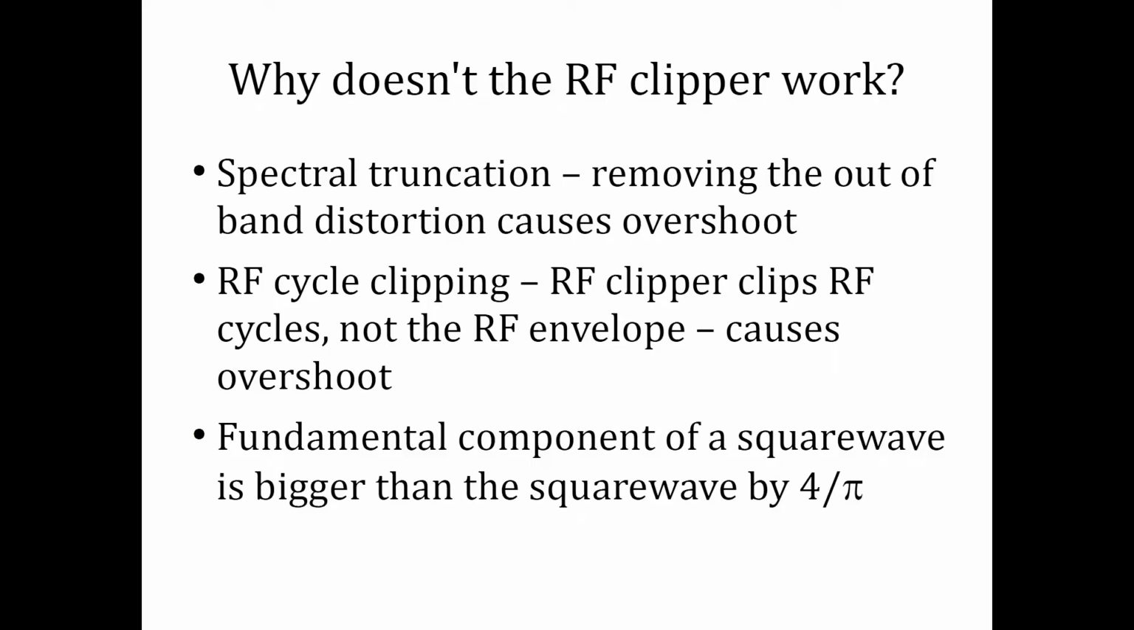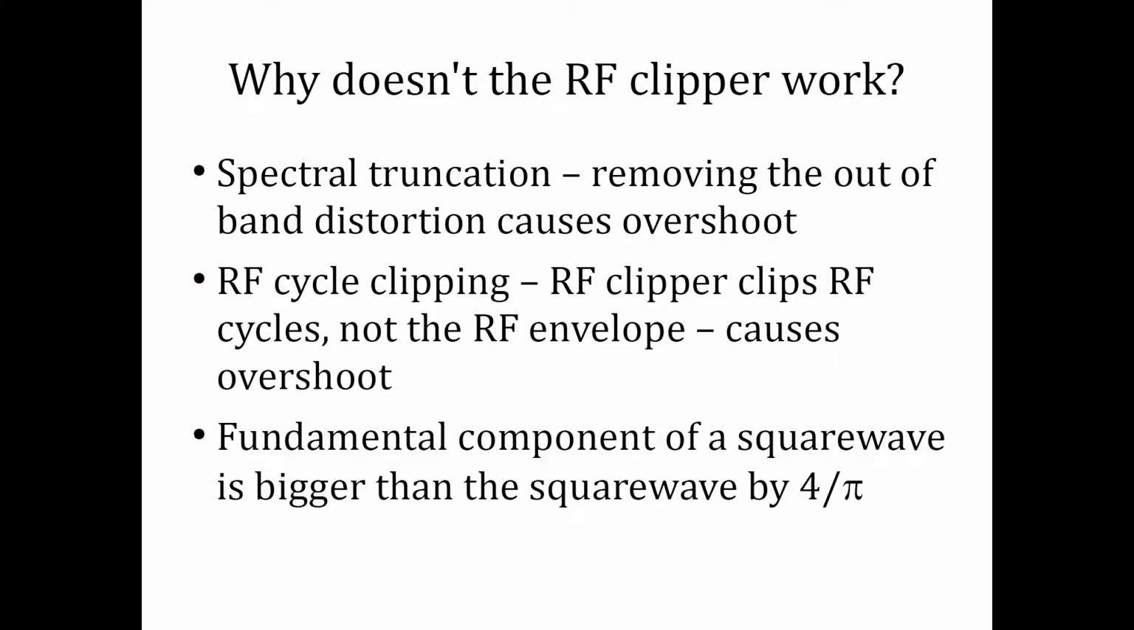There is a difference. RF cycle clipping in the limit approaches square waves. After bandpass filtering, only the fundamental component remains, but the fundamental component peak of a square wave is bigger than the square wave by 4 over pi. That would be 27% overshoot, or slightly less in practice because we are not producing pure square waves.